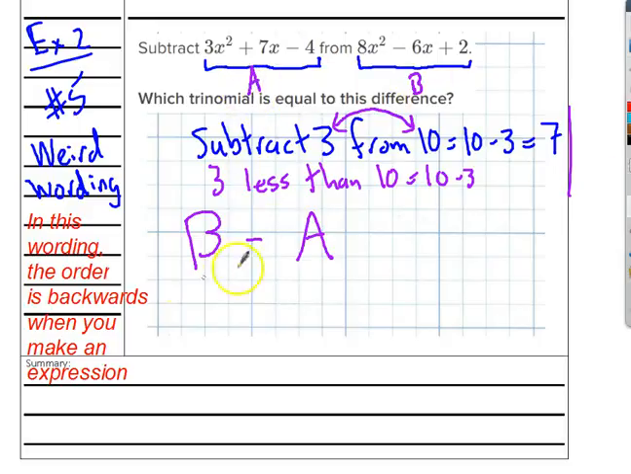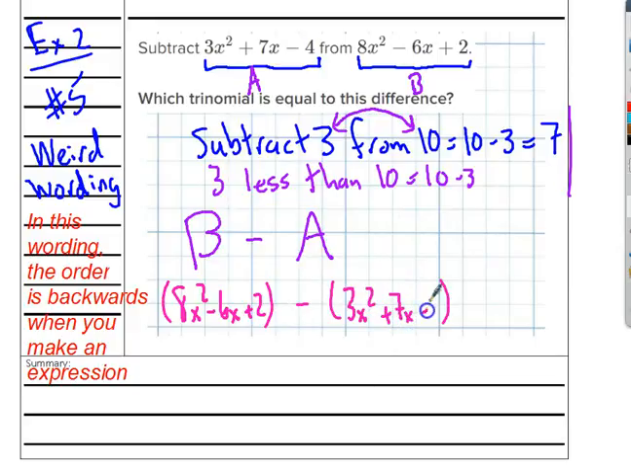And now I could have B be this entire trinomial, so that's this whole thing, and then A could be that other whole trinomial, that's that whole thing. So 8x squared minus 6x plus 2 would all go here, and 3x squared plus 7x minus 4 would all go here. Alright, so what I have just taught you in example 2, this problem is not finished.